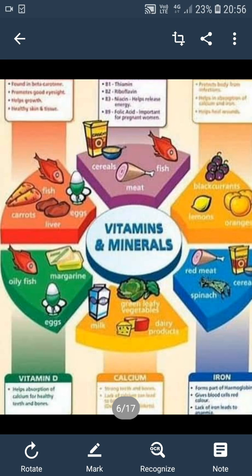Next we'll go with minerals. Minerals help in the formation of bones and teeth and also in regulating heartbeat. There are two types of minerals. One is macro minerals and the other one is micro minerals. Macro minerals are needed in comparatively large quantity in our body. Examples are calcium, phosphorus and magnesium. Micro minerals are needed in smaller quantity. Examples are copper, chromium and selenium. Mineral enriched foods are milk, curd, meat, beans and green leafy vegetables.